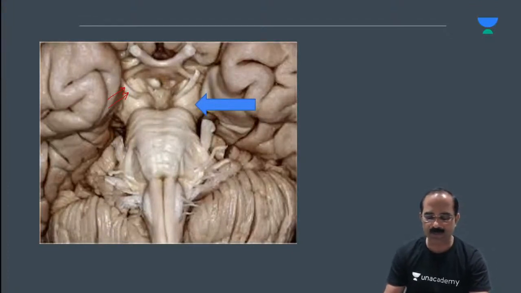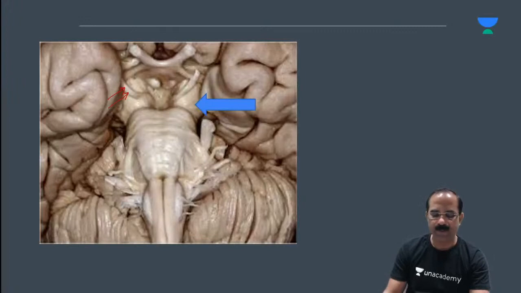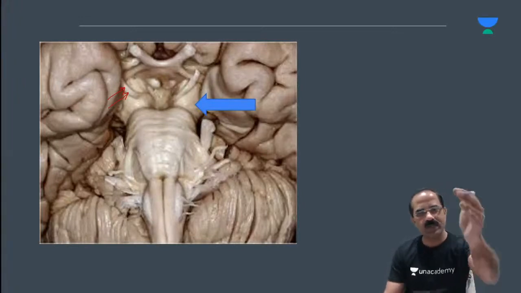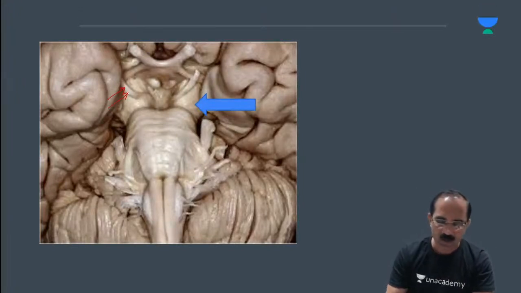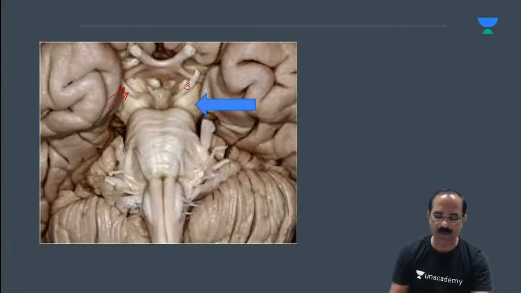What is this structure? Come on, students, come on. Whatever you can answer, you answer. Come on, be fast. What is this structure? This is a nerve, and that's the third cranial nerve, right?